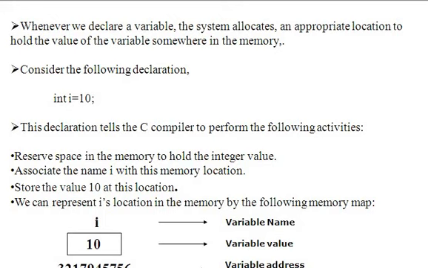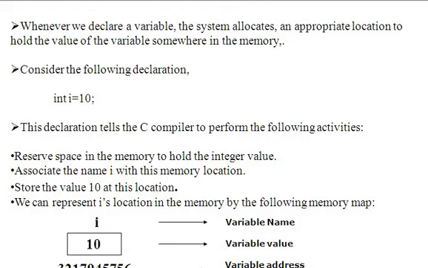Pointers in C language. A pointer variable is used to hold the address of another variable. Whenever we declare a variable, the system allocates an appropriate location to hold the value of the variable somewhere in the memory. Look at the statement int i = 10; i is a variable assigned with value 10, data type int.